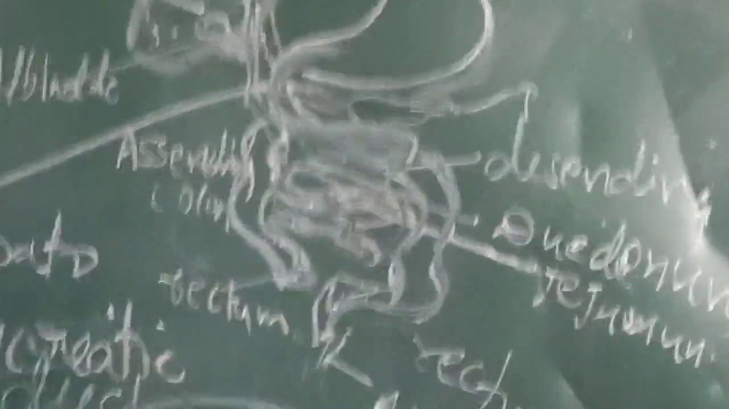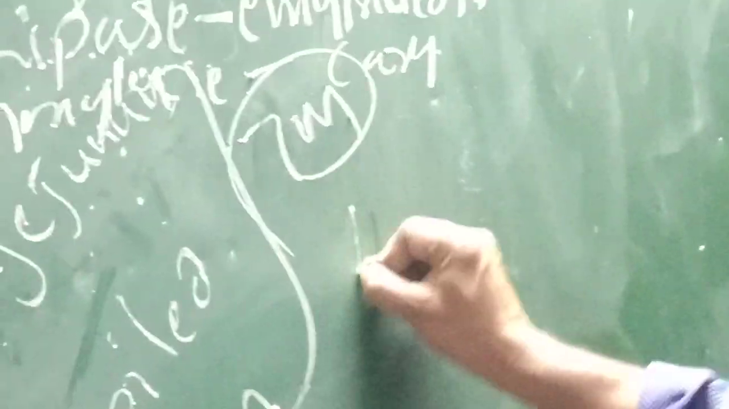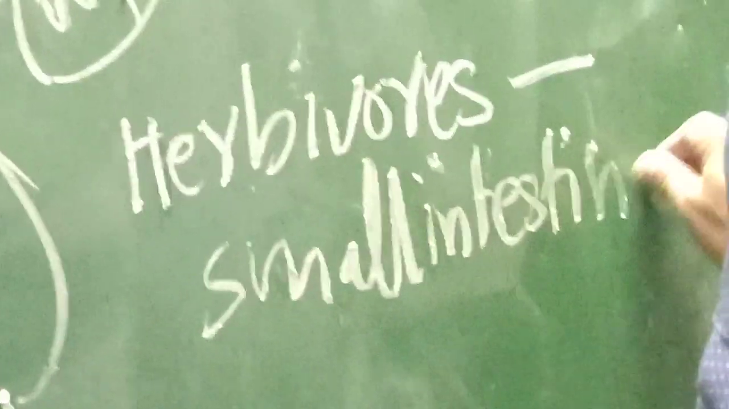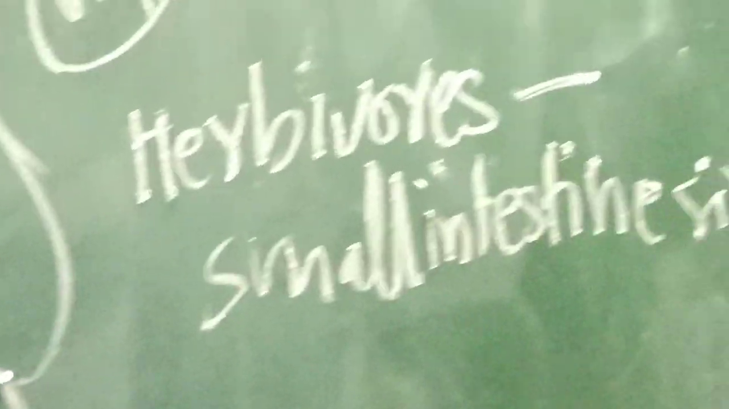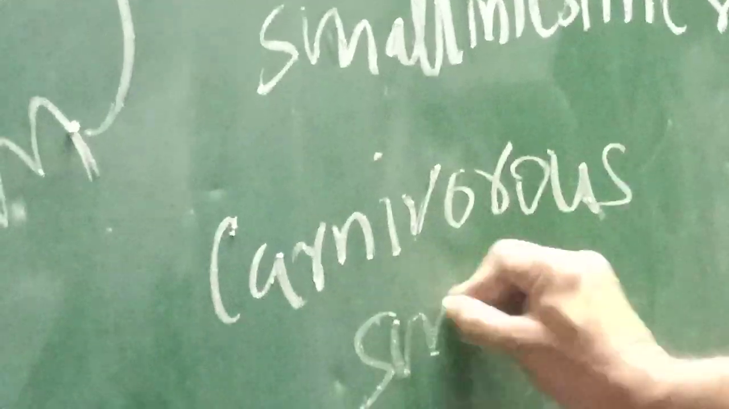One more important point about the small intestine. In herbivorous animals, which eat only plants, the small intestine size is big. In carnivorous animals, like the tiger, the small intestine size is small. Why is there this difference?